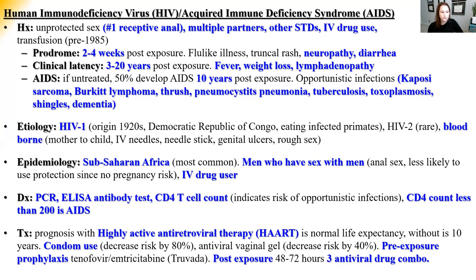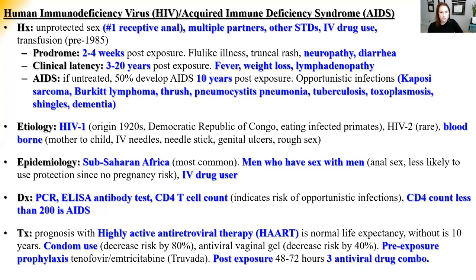Your definitive diagnostic test for this is going to be a PCR or an ELISA. CD4 T cell count is also important because this indicates the risk of opportunistic infections. Here's a good exam question: a CD4 T cell count less than 200 is definitive for AIDS. That's a good exam question. The prognosis if the patient has HAART, highly active antiretroviral therapy, is normal life expectancy. Without treatment, prognosis is 10 years.